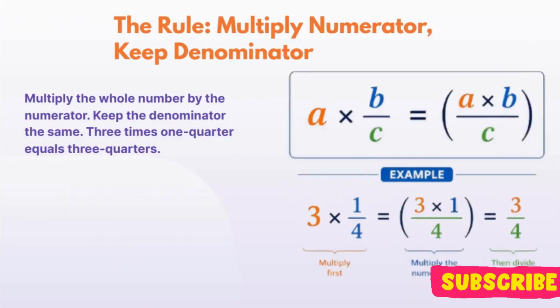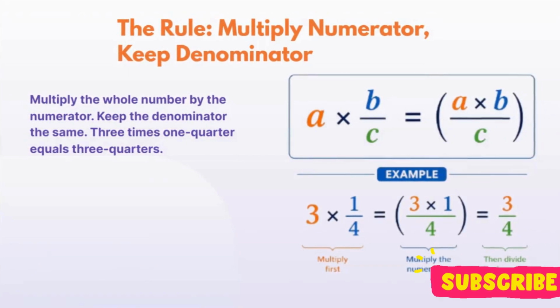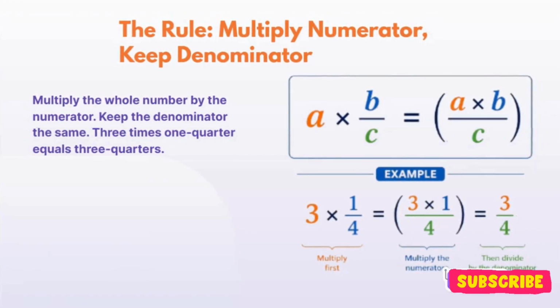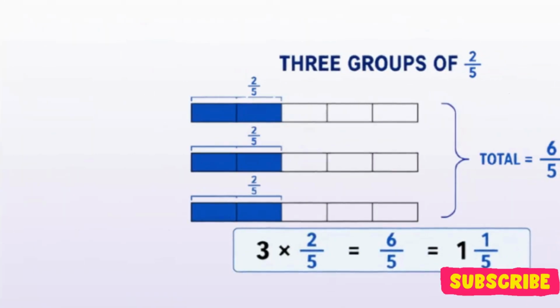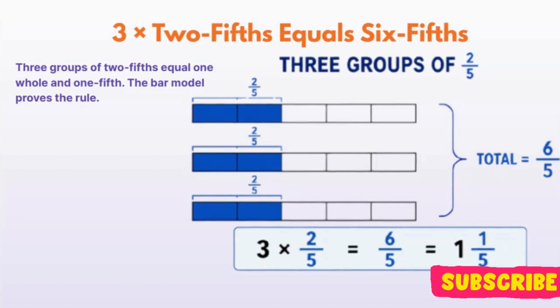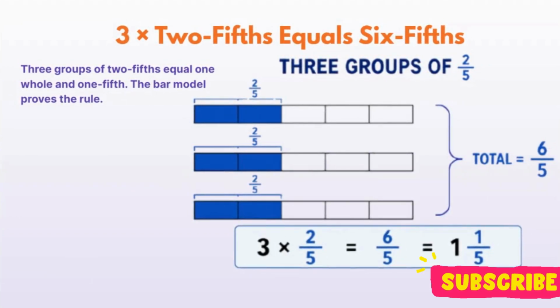In this rule, you have to multiply only the numerator. 3 times 1/4 means 3 multiplied with the numerator, which is 1. 3/4 is the fraction, which is the product. If I want to multiply 3 with 2/5, the answer will be 6/5, as 3 times 2 is 6. 6/5 is an improper fraction. It can be converted into a mixed fraction and the answer will be 1 whole 1/5.